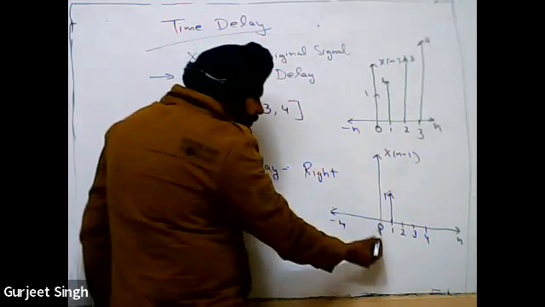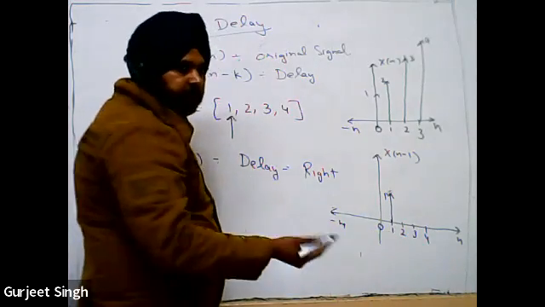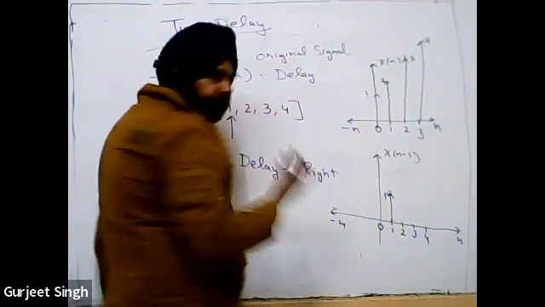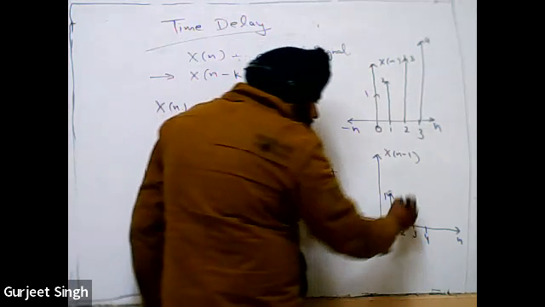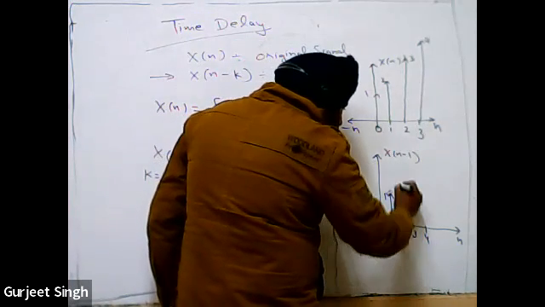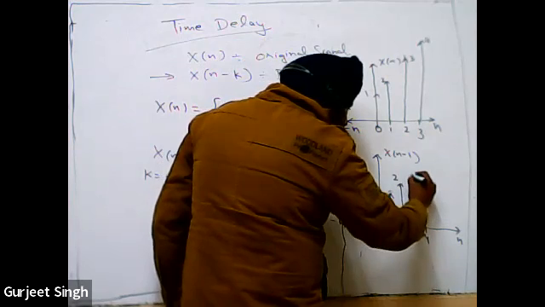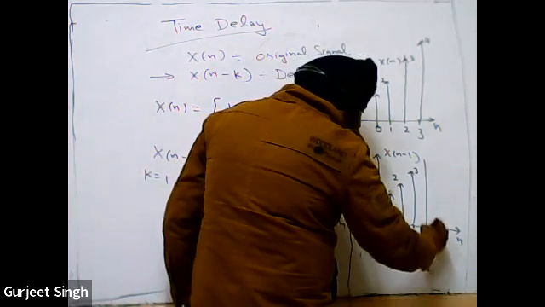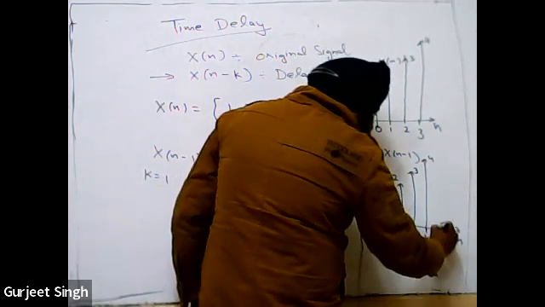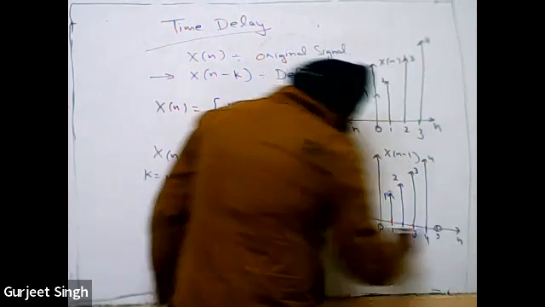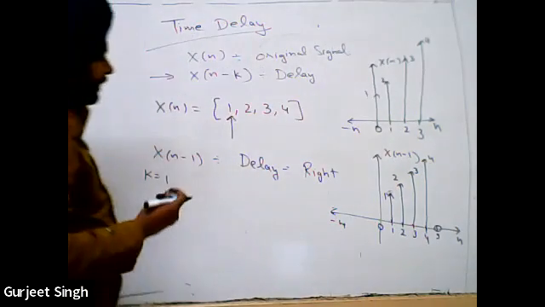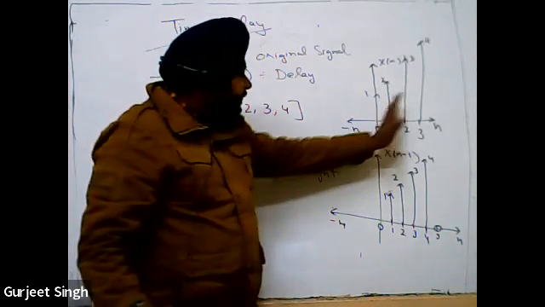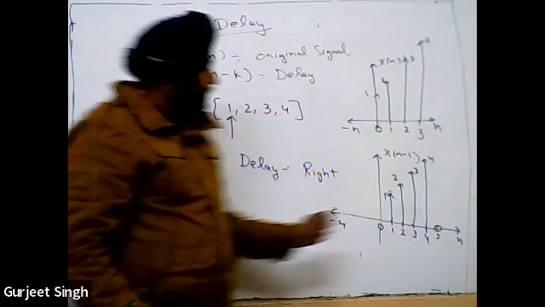Zero's value is shifted toward 1, meaning we shift the signal toward the right side by one sample. So its value is 1. At 2, its magnitude is 2. At 3, its magnitude is 3. At 4, its magnitude is 4. At 5, we have a 0. This is the delay of one, meaning we shift this signal toward the right side by 1.